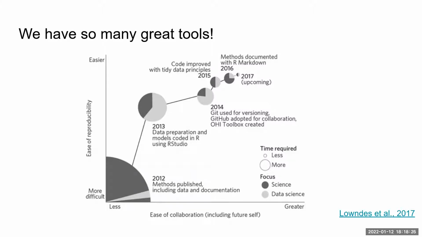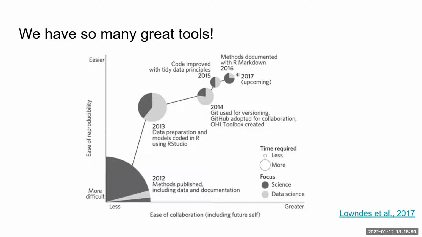of collaboration. So how easy is it to collaborate with others, including your future self when you return to your own work. And then on the y-axis is the ease of reproducibility. How easy is it when you return to this work to recreate it. And so you can see as they adopted more tools like R and RStudio, Git and GitHub for version control, and R Markdown, how they were able to get more work done faster.